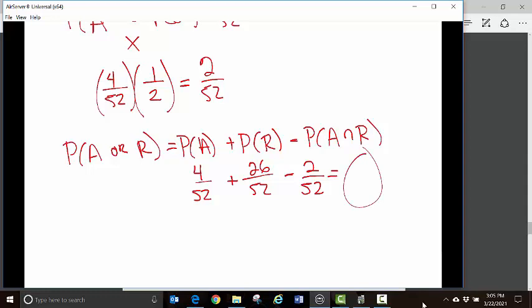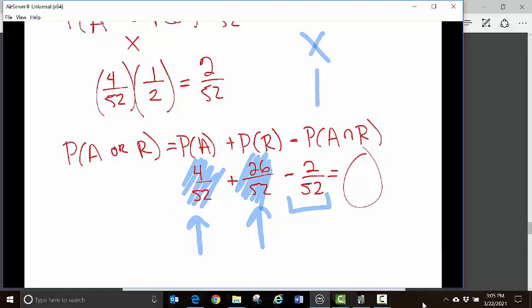And that works because you've counted all the aces, you've counted all the red cards, but in counting the red cards, you counted these aces twice. So you had to subtract out the overlap. You guys remember that? So don't forget in chapter 5, the multiplication rule and the addition rule. This is and, this is or. Don't panic about it, but you just need to know how to do it.